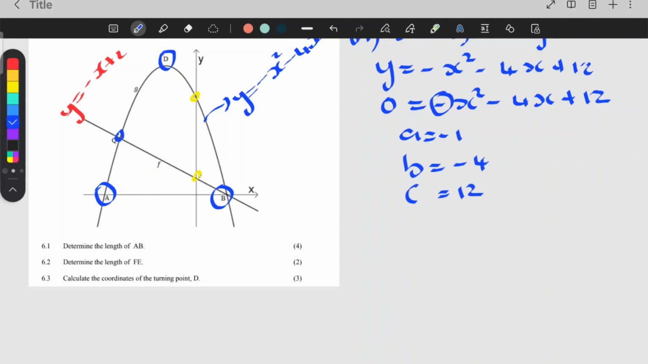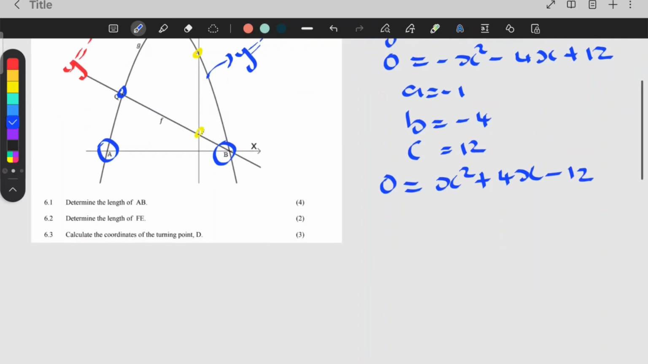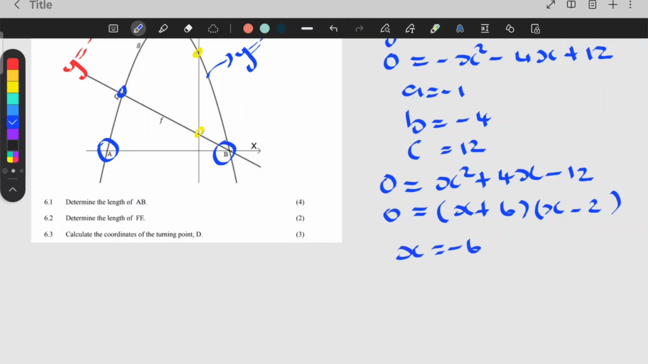I'm going to factorize, but I'm quickly going to change that negative. So this negative will become a positive, this negative will become a positive. I'm just changing all the signs, and this plus will become a minus. And I'm going to factorize. You can use the formula. So this is (x )(x ) and I get 6 and 2. I get the 6 to be a plus, and the 2 is a minus. So my x-intercepts are negative 6 or positive 2.